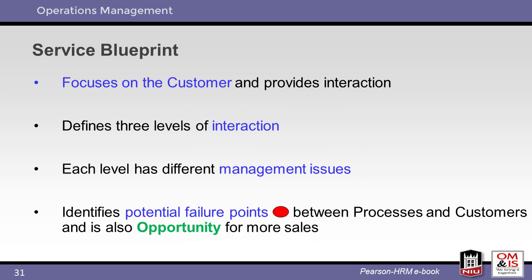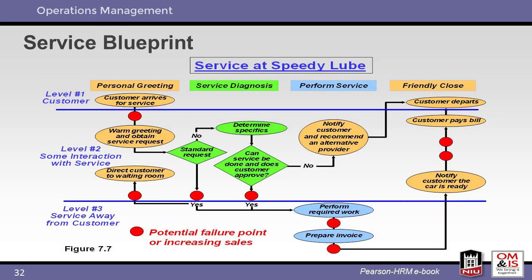A service blueprint is a specialized process map used to analyze a service process. The blueprint focuses on the customer and considers 3 levels of interaction. Potential failure points along with sales opportunities are identified. This service blueprint displays the processes found at Jiffy Lube.